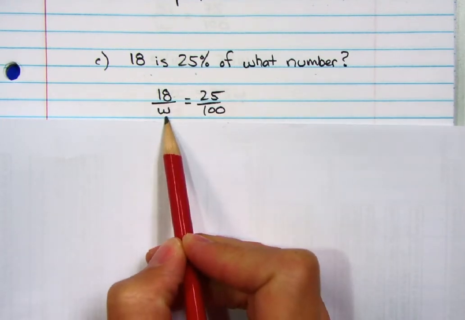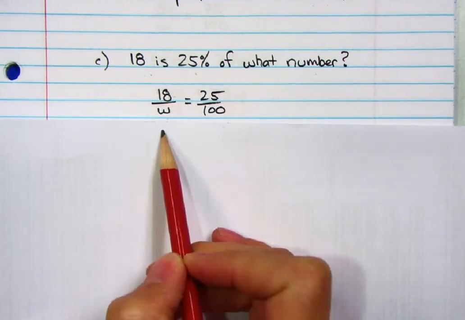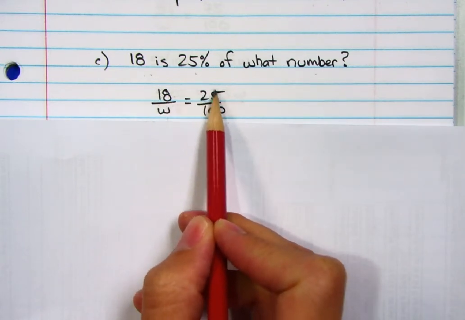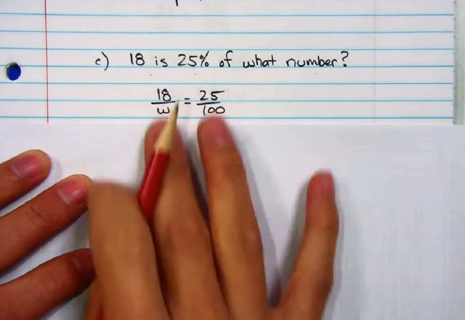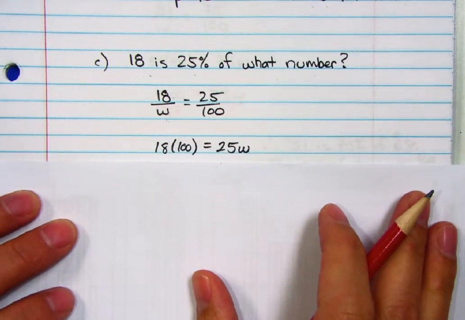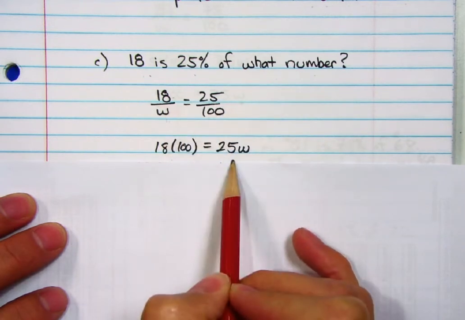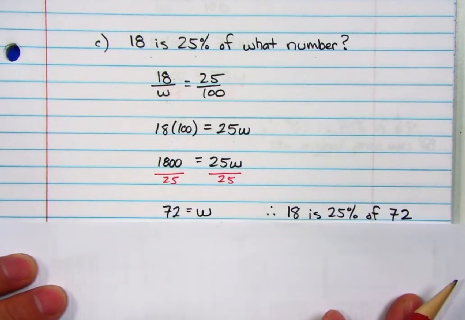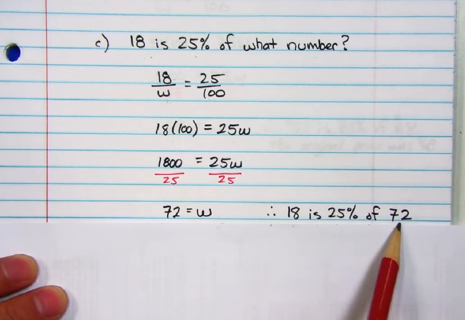Now, as far as the variable that you use, it doesn't really matter. I went ahead and used W to represent whole. If you remember the example above, I had a P here to represent part. And then on the one before that, I used N to represent the percentage number. It really doesn't matter which variable you use. What's important is what position is missing. So that's where you put your variable. Anyway, coming back to this problem, I go 18 times 100, and I get 25 times W. I simplify this, and then I divide by the coefficient, 25, and I get my answer, 72. So therefore, 18 is 25% of 72.